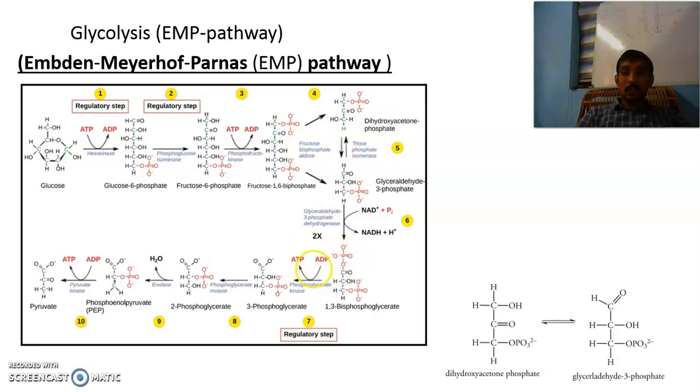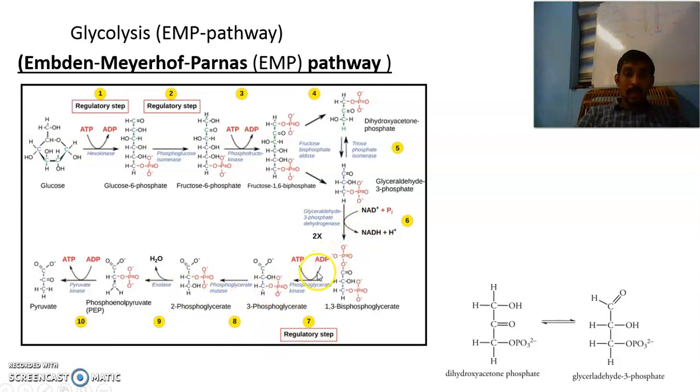So 2 NADH2 get formed, 2 hydrogens get released, and 2 Pi are used. So during the sixth step, we get 2 NADH2. I already told you that 1 NADH2 is equal to 2.5 ATP. So here we get 2 NADH2, that is energy equal to 5 ATP. And now the sixth step is over.